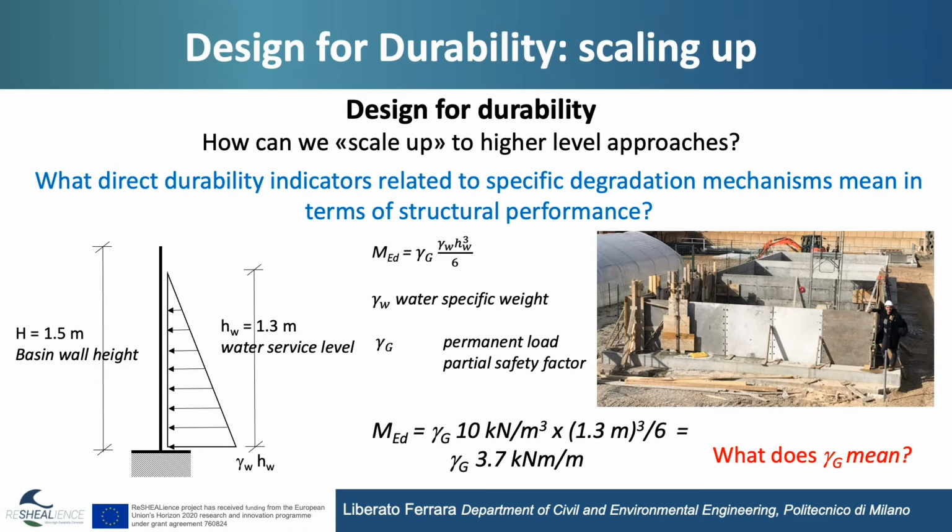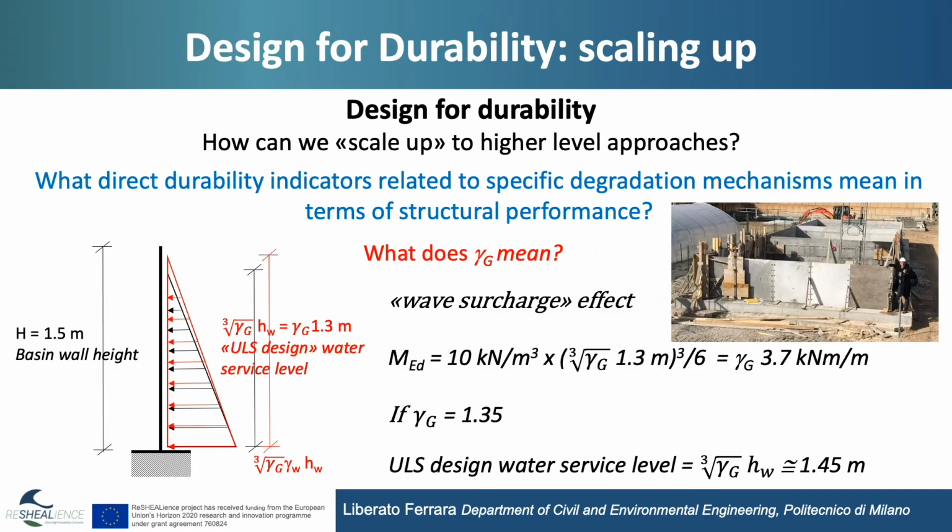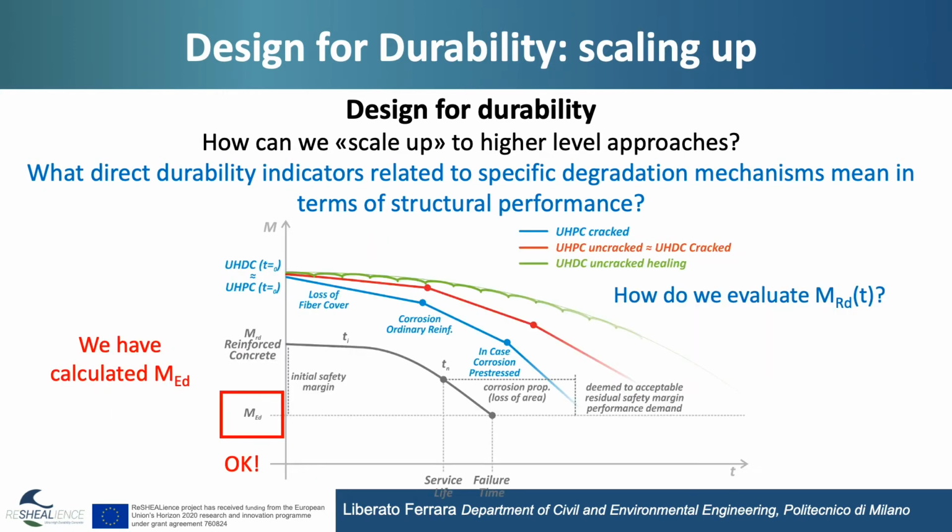So actually, it means that if we go from 1 to 1.35, we guarantee that our cantilever wall will not only work for water up to 1.3 meter level, but will be able to guarantee that level of performance up to about 1.45. So more or less completely full with no overflow. This is the meaning. We have calculated MED, if we refer to the specific Eurocode notation. How do we evaluate MRD, the resistance?